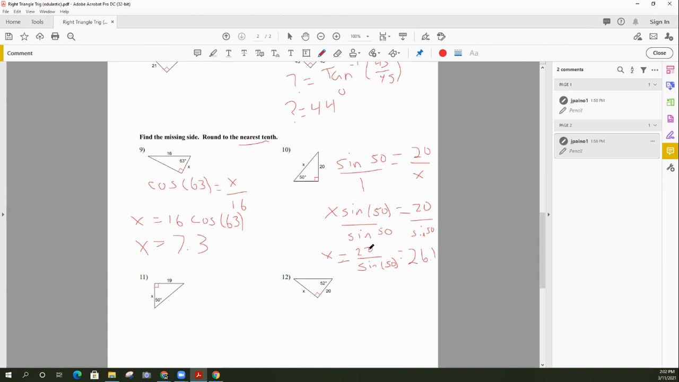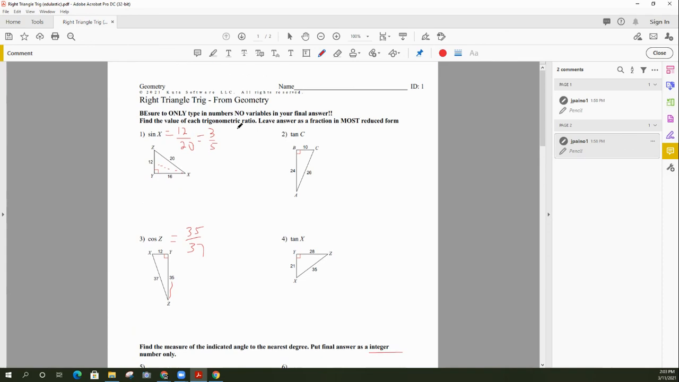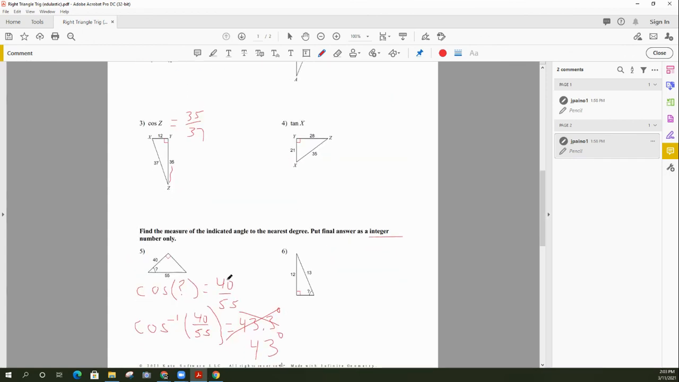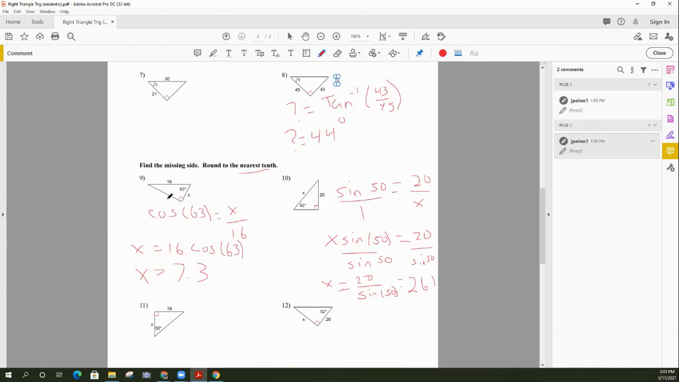Again, we're typing in the nearest tenth, so all you're going to type in is 26.1. Remember, you're not typing in any variables, only exactly what it says. So just the fraction for the first 4. Just the degree to the nearest integer, you don't need to put the degree symbol, no variables. And for 9 through 12, again, you're going to find the length and round to the nearest tenth. And there you go.